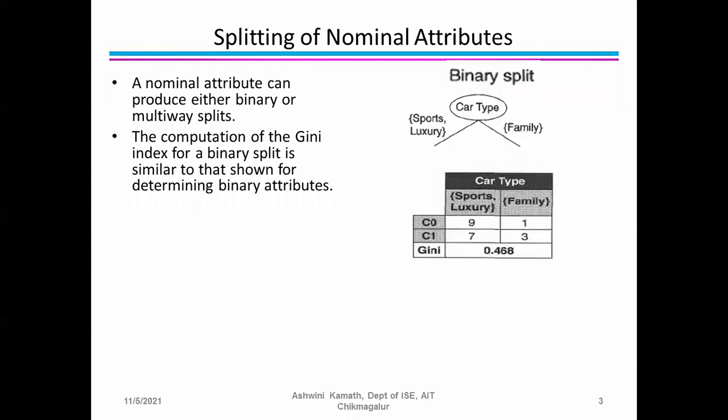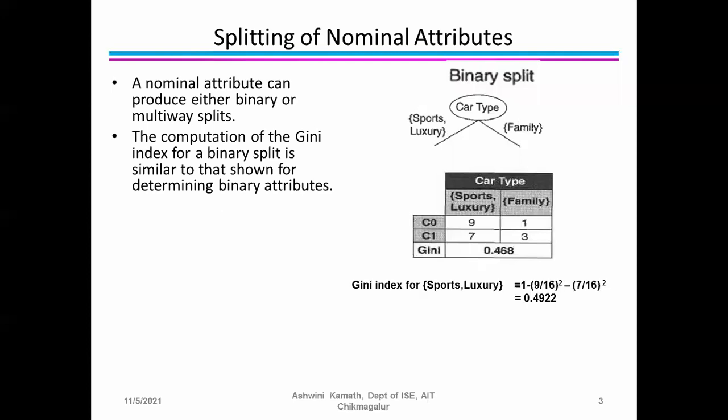So sports and luxury cars which belong to class C0, we have 9. Okay, 9 cars which have the car type sports or luxury belong to C0, and 7 belong to C1. And then for family, 1 car belongs to C0 and 3 cars belong to C1. I hope you are getting it. In sports and luxury cars, 9 cars belong to C0 and 7 cars belong to C1. And in family car type, we have 1 car in C0 and 3 cars in C1.